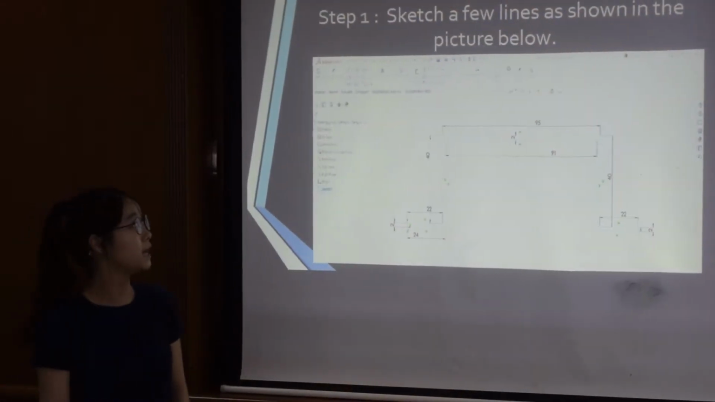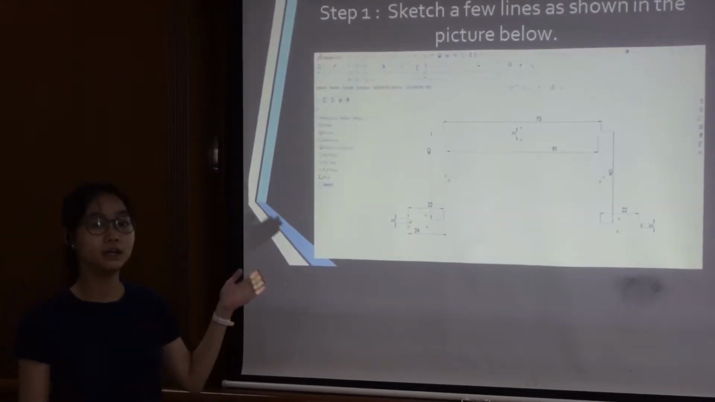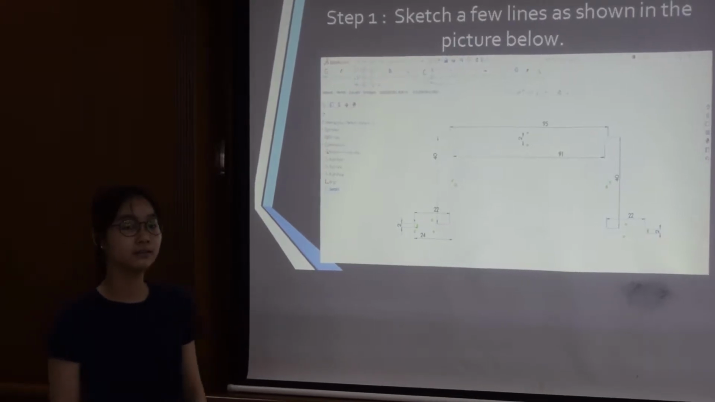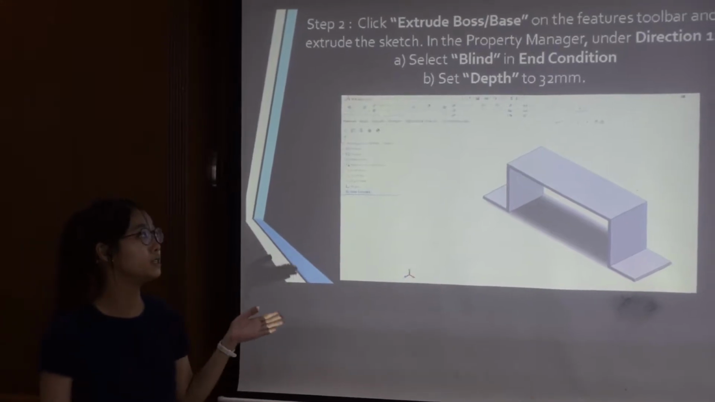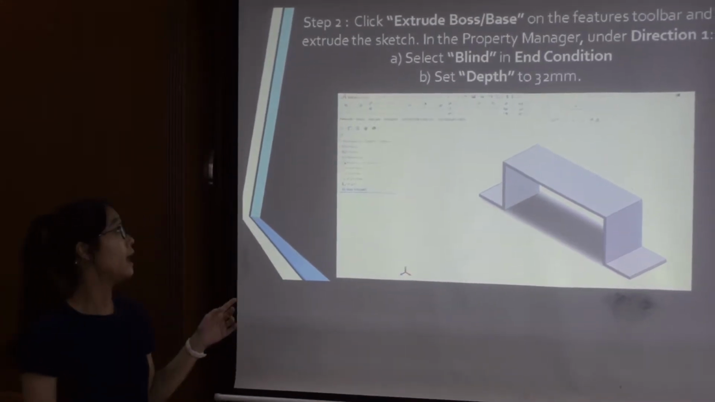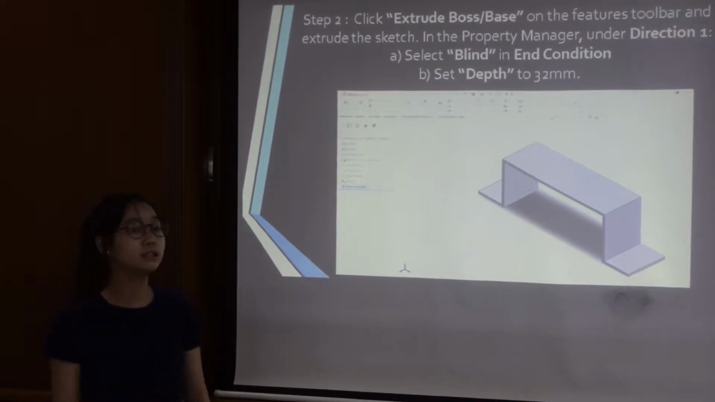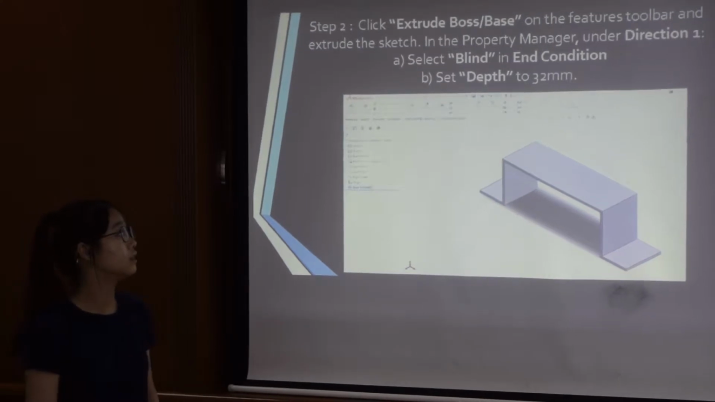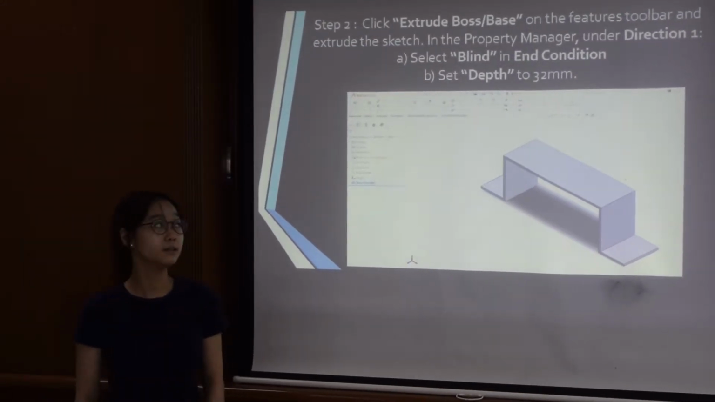And first step, we need to sketch a few lines as the question given and use smart dimension to measure the length. And second step, click extrude both based on the feature toolbar and extrude the sketch. In the property manager, under direction 1, select line in the end condition and set depth to 32 mm.